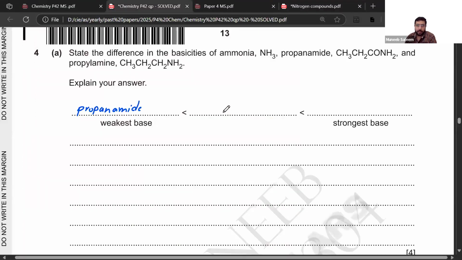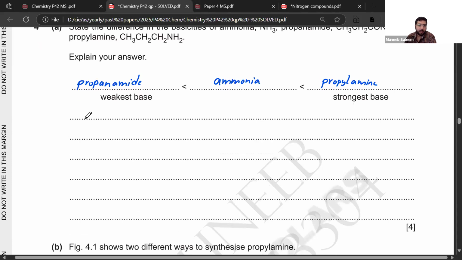So propanamide, and then comes the ammonia, and the strongest one was the propylamine. Now I will write the reasons. Basically, basicity is linked to the p orbital of the nitrogen atom or lone pair of electrons.